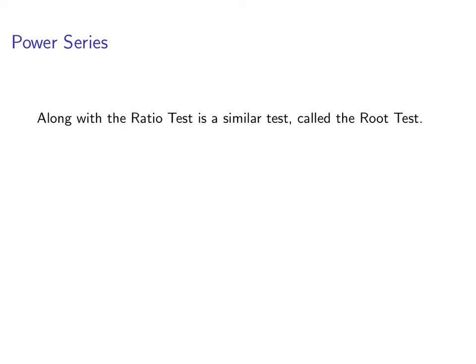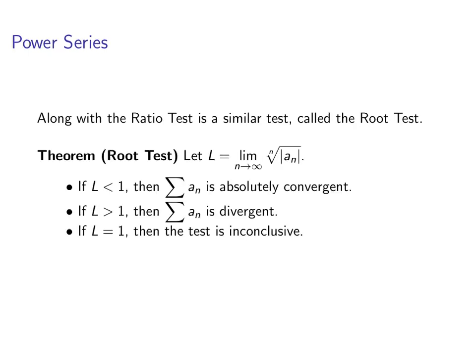Hello, calculus fans. We talked about the ratio test. There's a similar test called the root test. This theorem says that if we let L be equal to the limit as n approaches infinity of the nth root of the absolute value of a sub n, then we get these three conclusions. And if you remember, these three conclusions are exactly the same conclusions that are in the ratio test.